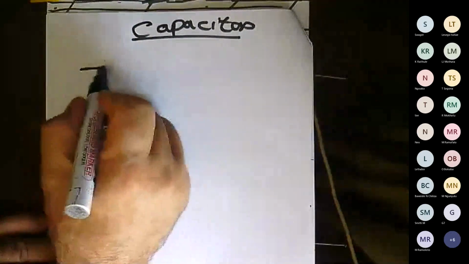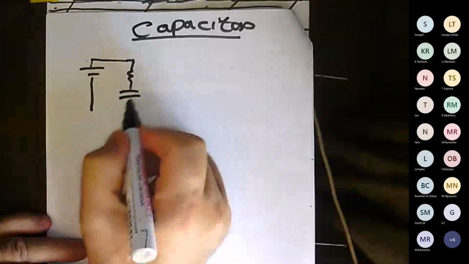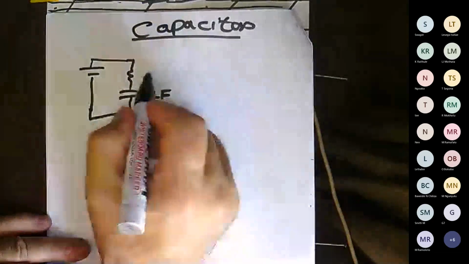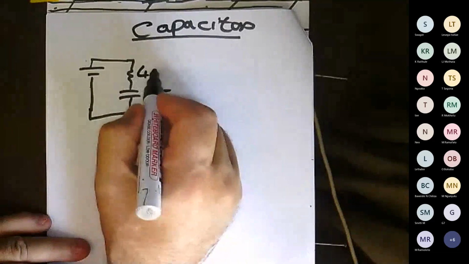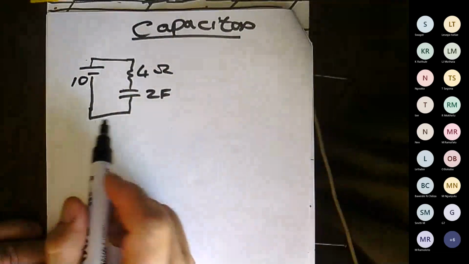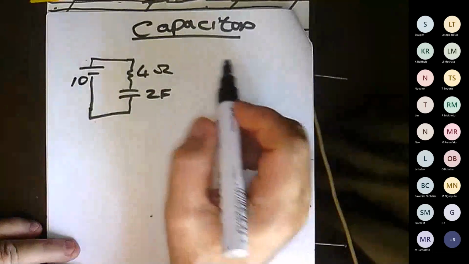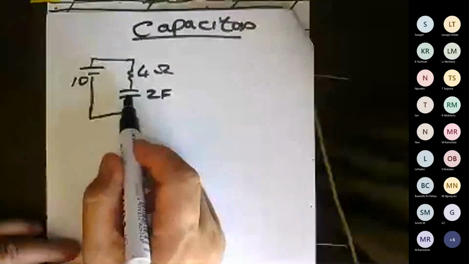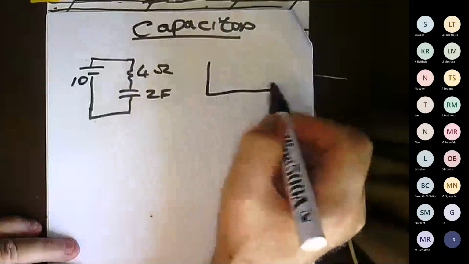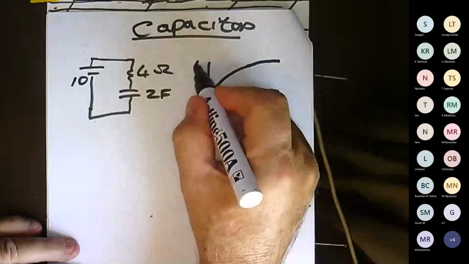For capacitors, if I have a circuit like this, with a resistor and a capacitor in series, say this is 2 farad, and that is 4 ohm, and this is a 10 volt voltage source. The first thing we need to do is calculate tau, the time constant. How long does it take for this capacitor to charge up? It charges up with the E curve, remember that, and it takes time to charge up to the final value of 10 volt.